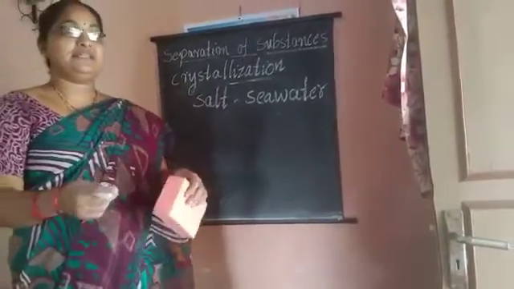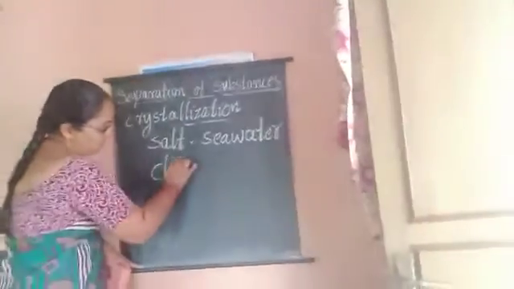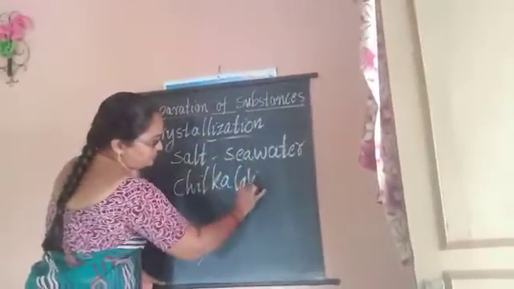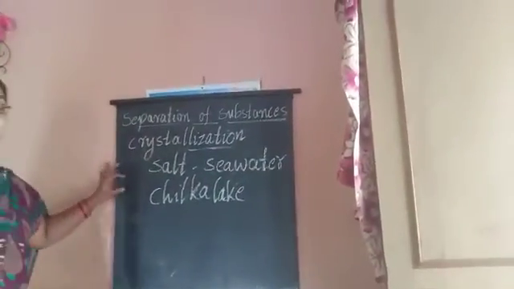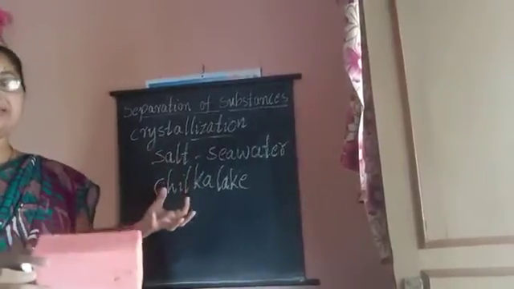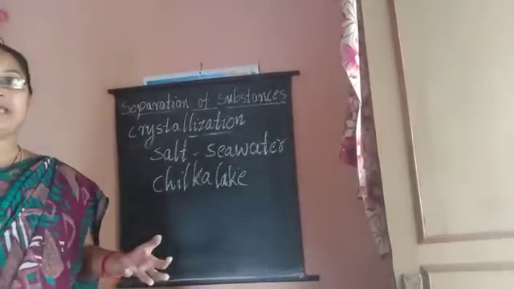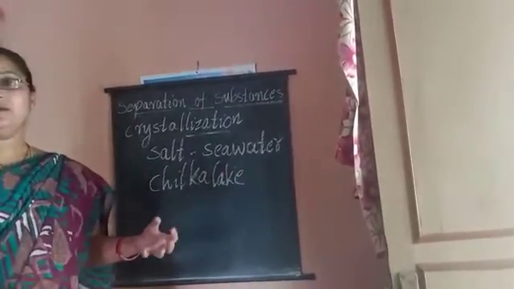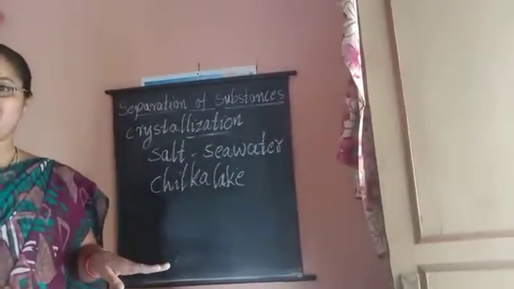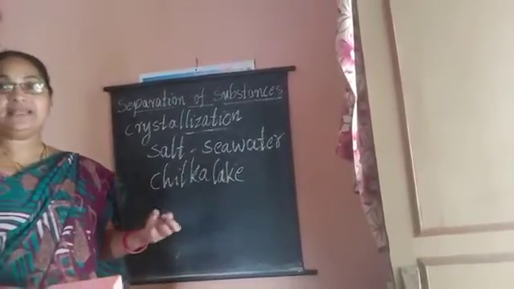Chilika Lake is India's largest saltwater lake. They will capture the seawater in the white ponds and expose that water to air and the sunlight, and we all know that water evaporates and salt will remain in those ponds. By using that evaporation property, we are getting the salt.